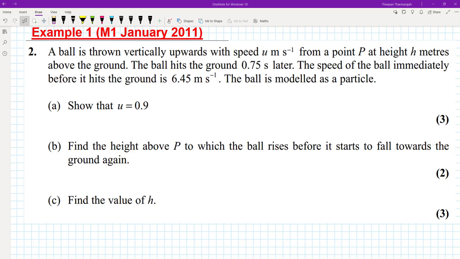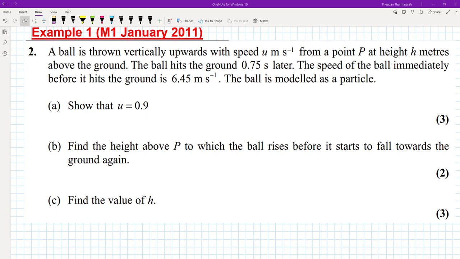Okay, welcome back. So this question says a ball is thrown vertically upwards with a speed u meters per second from a point P at a height h meters above the ground. The ball hits the ground 0.75 seconds later. The speed of the ball immediately before it hits the ground is 6.45 meters per second. The ball is modeled as a particle. A, show that u equals 0.9. B, find the height above P to which the ball rises before it starts to fall to the ground again. And C, find the value of h.